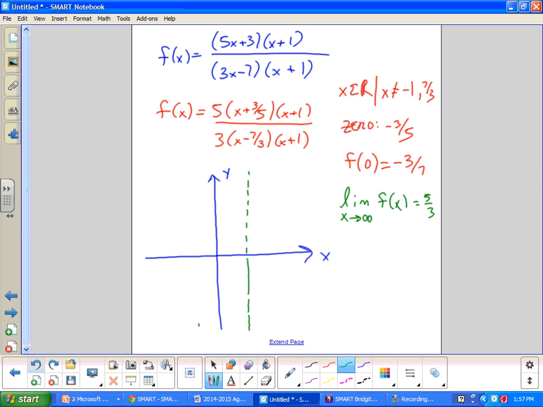And I know -1 has a hole, okay? And I don't know if it's above the axis right now or below, but I'm just going to put a hole here, which I might have to move, up or down, right? But at -1, there's a hole. I know there's a 0 at -3/5. And I know f of 0 is -3/7. Now, and I know the horizontal asymptote is at +5/3.